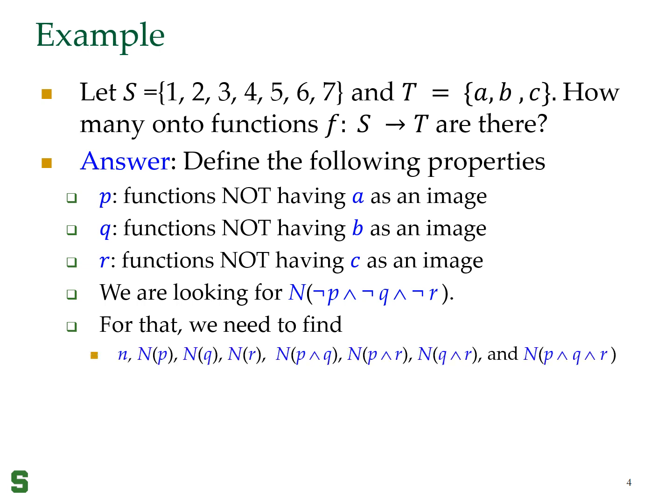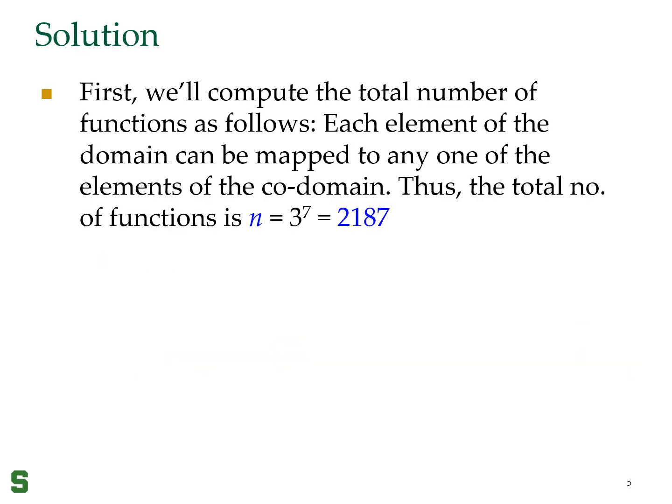So to do that, first we are going to find all the functions that can exist, number of functions that have the property P, namely not having A as an image, same with Q and R, then having property P and Q, and that means not having A as an image and not having B as an image, so on. And finally property P, Q and R means I don't want A, B or C to be in the image. So let's first look at how many functions we can have.